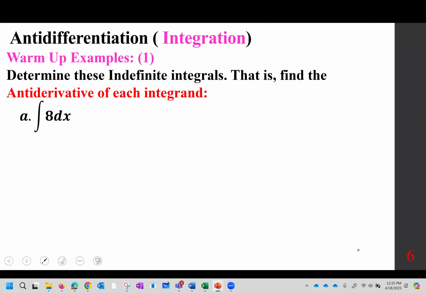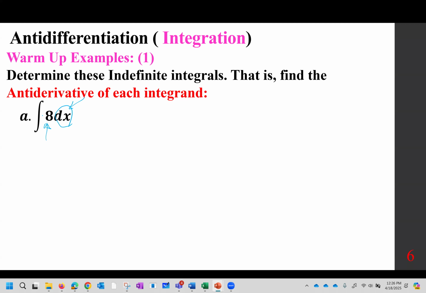A simple warm-up example. Determine these indefinite integrals. Okay, they are called general or indefinite integrals. When you have this, just pay attention to 8. What this does, everybody, this tells you the variable you use is x. So think about this, 8.